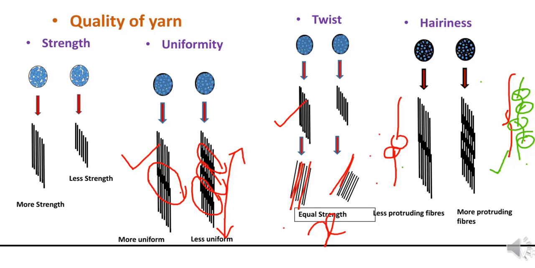As far as uniformity is concerned, if we use longer length fibers, then number of joints for given length of yarn will be more with short length fibers. Hence, with introduction of more and more joints, short fibers will result into irregular yarn.